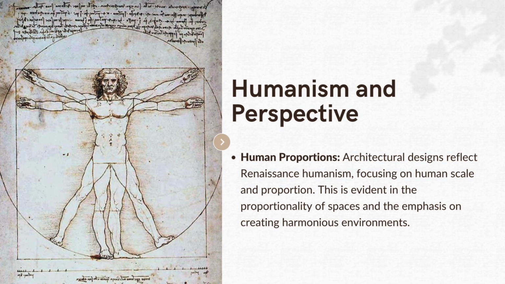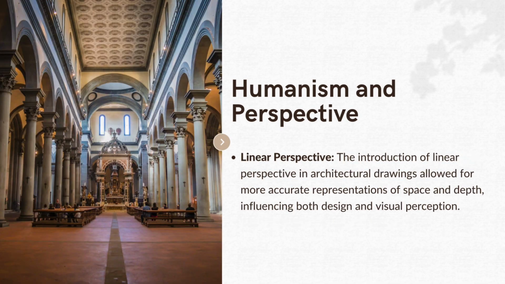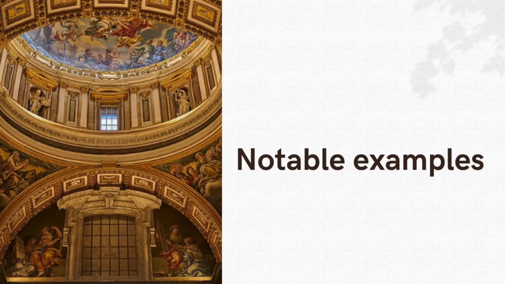The seventh one is humanism and perspective. Human proportions: architectural design reflects Renaissance humanism, focusing on human scale and proportion. This is evident in the proportionality of spaces and the emphasis on creating a harmonious environment. Linear perspective: the introduction of linear perspective in architectural drawings allowed for more accurate representations of space and depth, influencing both design and visual perception. Renaissance architecture produced numerous iconic structures that exemplify its principles of classical revival, symmetry and proportion.